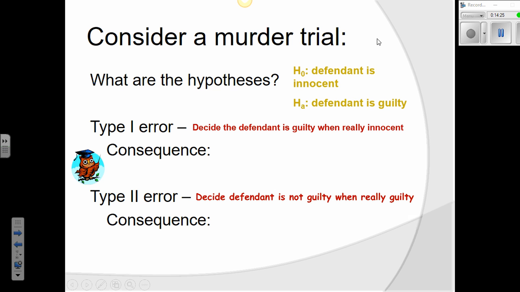So these are sending innocent people to jail, type 1. What's type 2? Guilty, go free, right? So what's the consequence? Well, innocent person goes to prison. That's an effect. Do you guys see what a type 1 error is? It's literally talking about the hypotheses themselves. The consequence is a result of doing that. Innocent people go to prison. And we just talked about the type 2 consequence, right? A guilty person goes free.